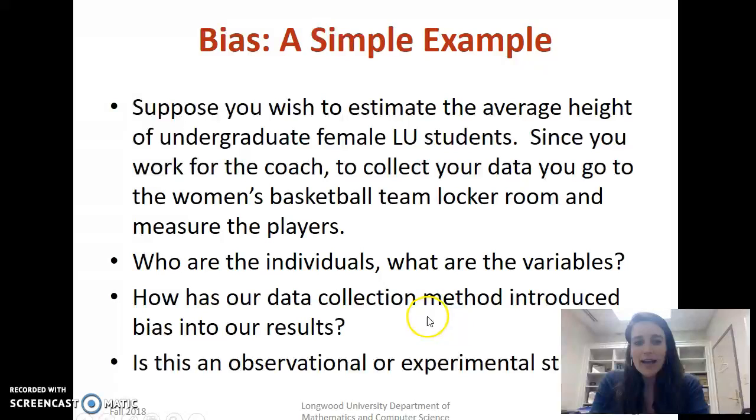So why does going into the women's basketball team locker room introduce bias into our results? Well, traditionally, basketball players are of a much higher average height than the normal student would be. So going into the women's locker room isn't a representative sample to answer questions about the population of all female Longwood students. So this is biased. Is it observational or experimental? Well, we just observed their heights. We didn't impose a treatment on them, so this would be an observational study.